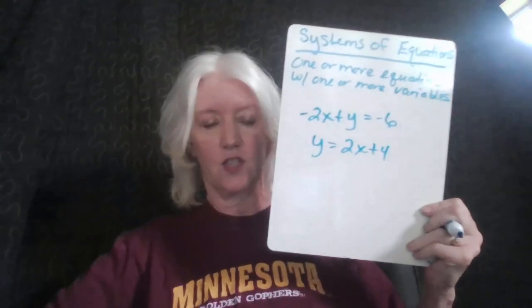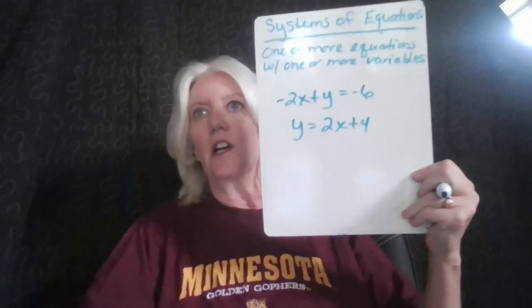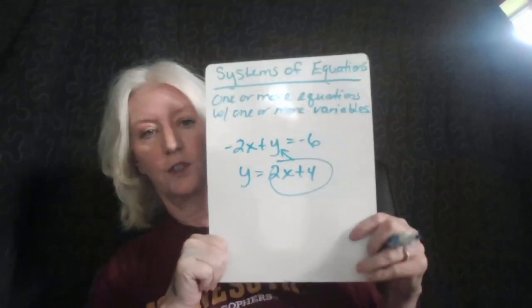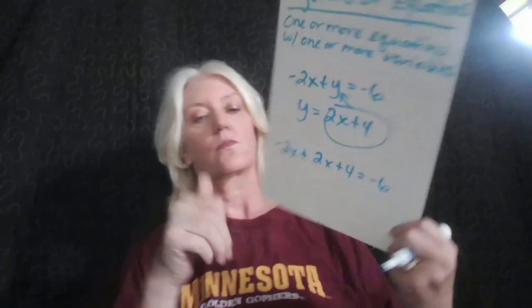All right, next one, we are going to try negative 2x plus y equals negative 6, and y equals 2x plus 4. Okay, since one of these is solved in terms of a variable, then we are going to be doing substitution. Since y is by itself, I'm going to take this y value and replace it right there for y. So I end up with negative 2x plus, now my y value is 2x plus 4 equals negative 6.